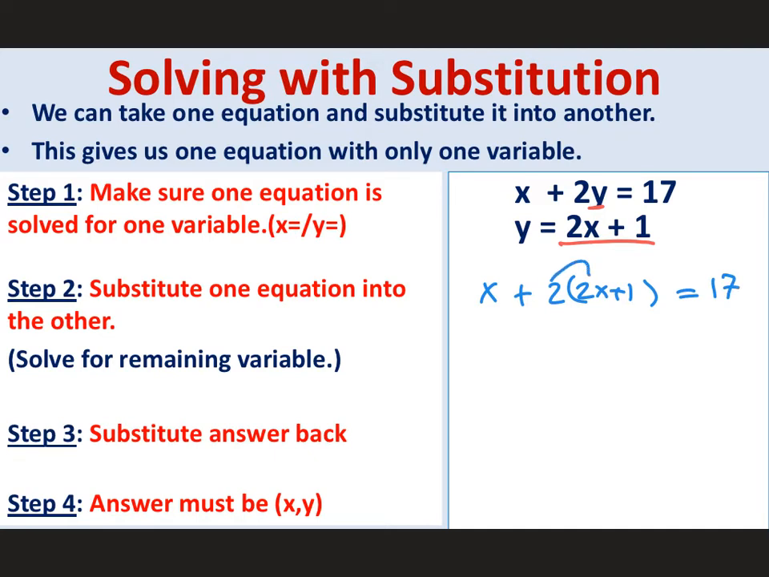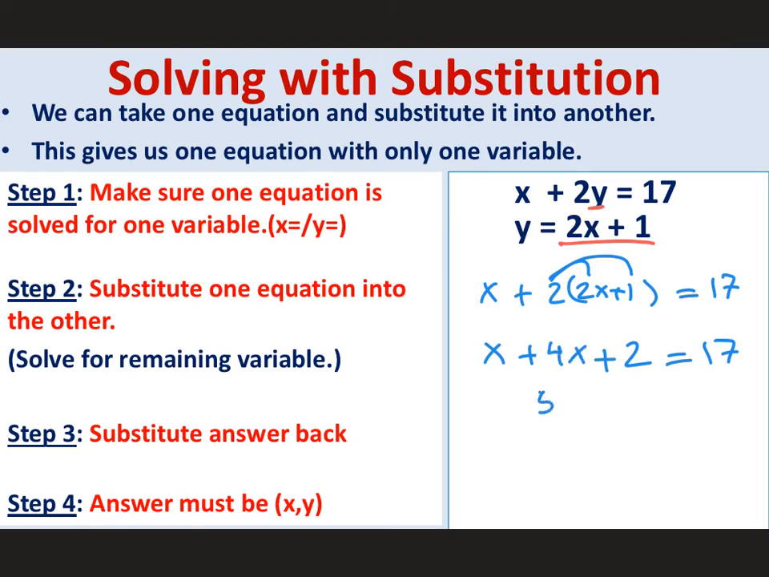You can take that 2 and distribute it to the parentheses. If this was a negative, make sure you distribute the negative as well. In this case, it's not. So that'll give you x plus 4x plus 2 equals 17. Let me go ahead and clean that up. It's a little sloppy. 4x.